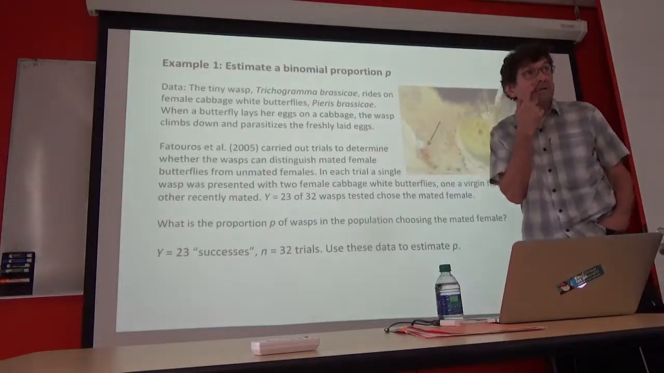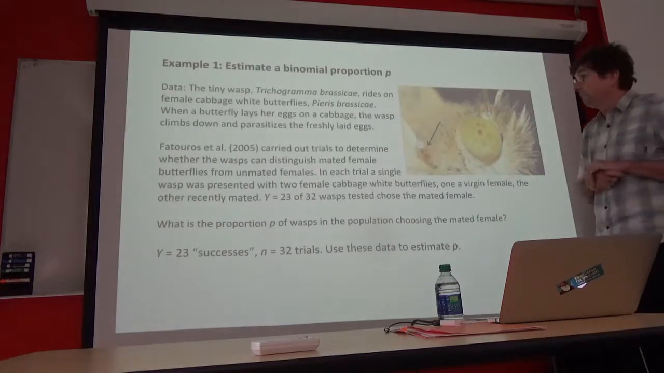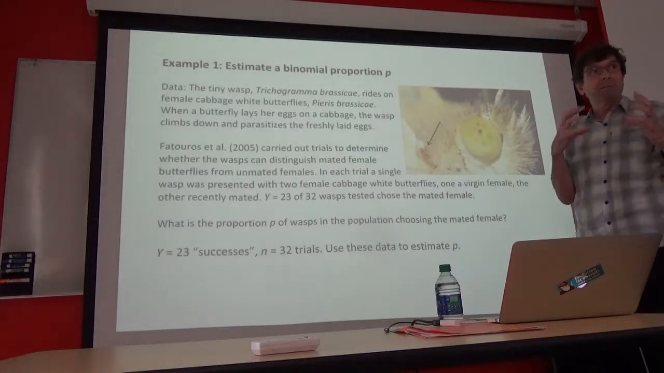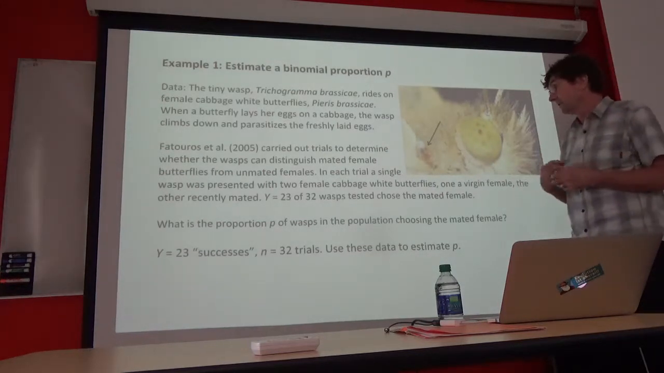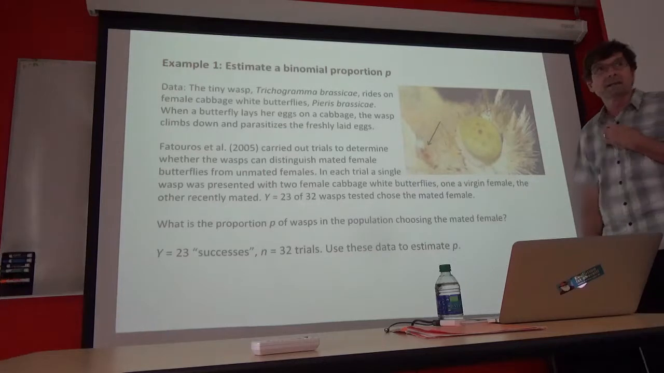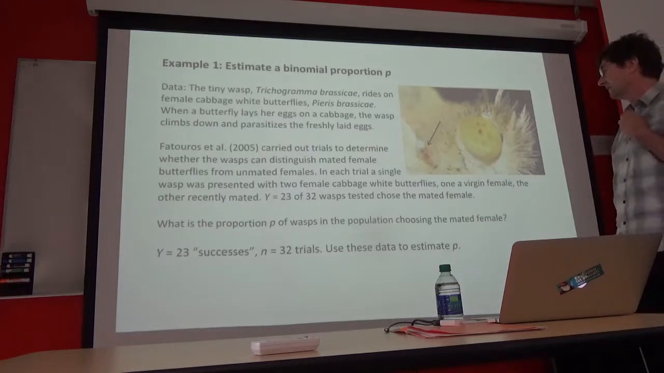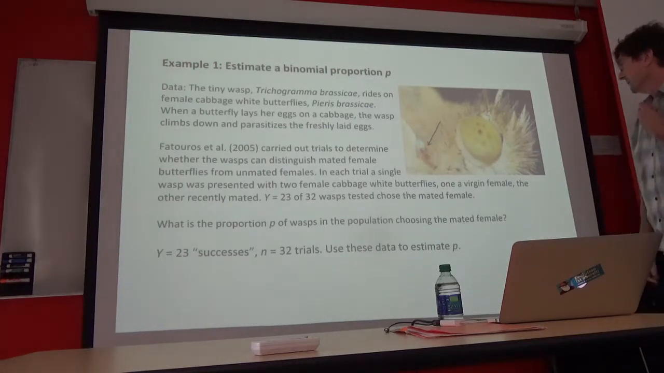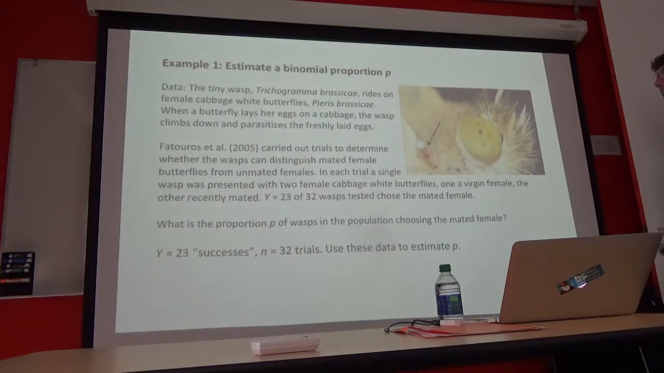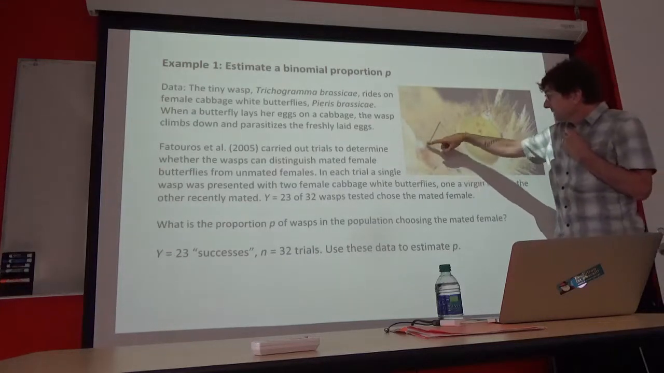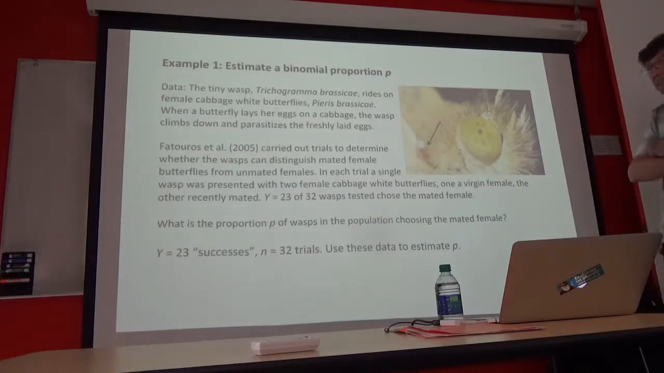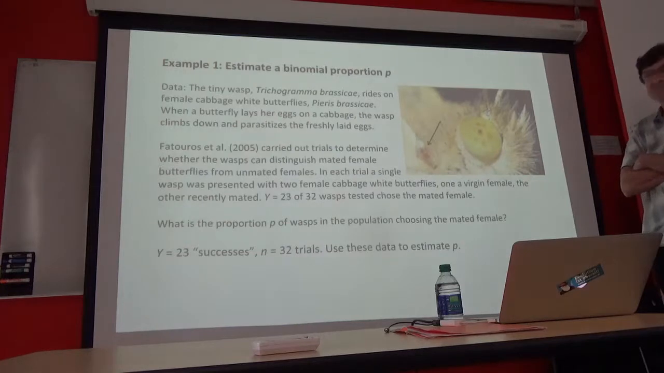So I'm going to give a relatively easy example, because I want you to be able to appreciate the mechanics of going from an idea like likelihood to a useful result like the probability of success or the fraction of successes in a population. So here's a data set that I found. This is a photograph of the head of a cabbage white butterfly, and here's a little wasp sitting on the butterfly and waiting for the butterfly to land somewhere and lay eggs. Then the wasp climbs down and parasitizes those eggs.